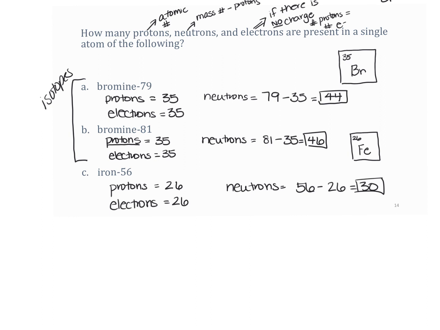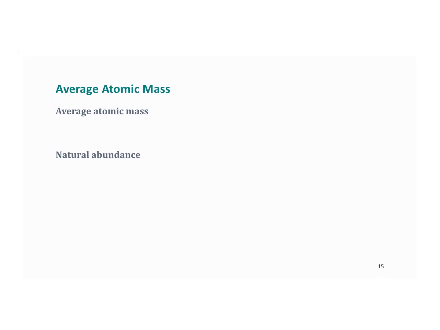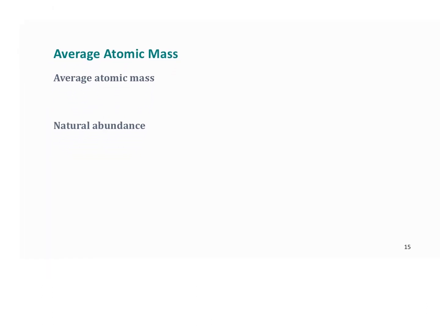Now, let's talk about average atomic mass. Individual atoms of a given element have a specific mass, but a macroscopic sample of the element will exhibit an average mass that depends on the mass of each isotope, right? Because when you look at bromine, you've got some atoms that have a mass of 79, but you have others that have a mass of 81. Well, we can't really get down there and separate all those out.